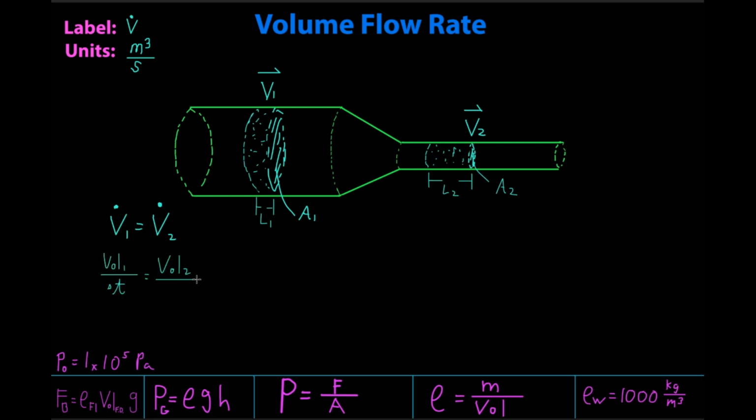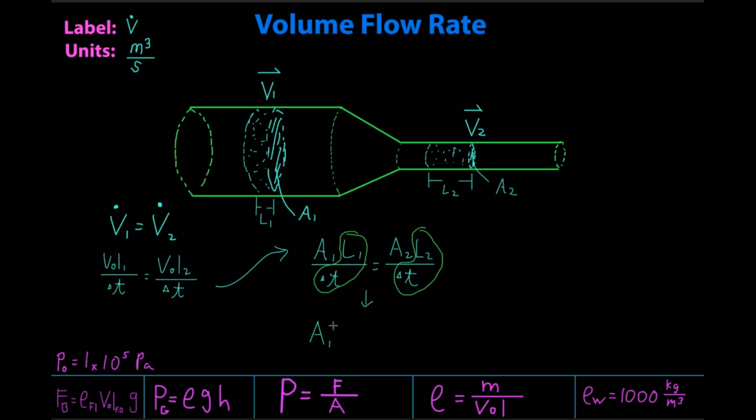Breaking this down, volume 1 over delta T equals volume 2 over delta T. Again, the same amount of fluid must pass per second. I'm going to expand this again. Area 1 times length 1, which is volume, over delta T, equals area 2 times length 2 over delta T. Now, if you take a look at this right here, this is the length of the volume, but it also is the displacement of this area passing per second. So it's a displacement over time, which means the units are meters per second. And that is a velocity.